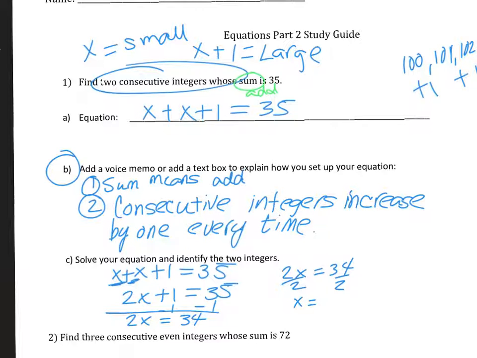So X, my smaller number, is going to be 17, and because we're looking for two consecutive integers, the other number would be 1 bigger, which is 18, the large. It doesn't hurt to go back and add those two numbers together just to double check and make sure they actually add up to 35 like they're supposed to, and they do. That's definitely a good step you might want to throw in there. I strongly recommend it. Go back and add them together just to make sure you've got the right ones. So the two integers we were looking for in number 1 are 17 and 18.